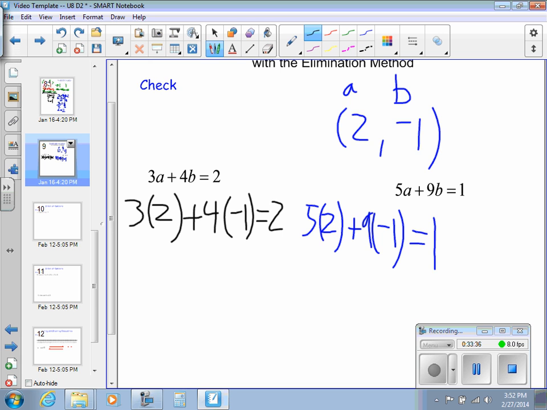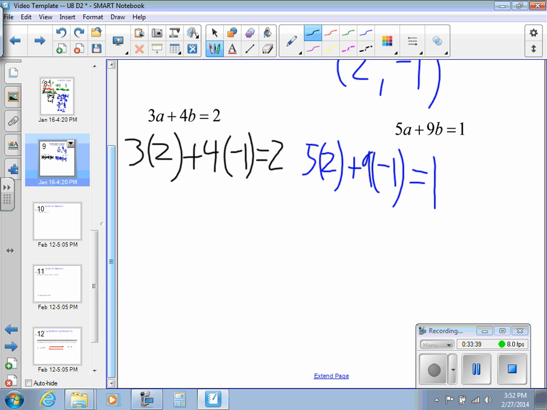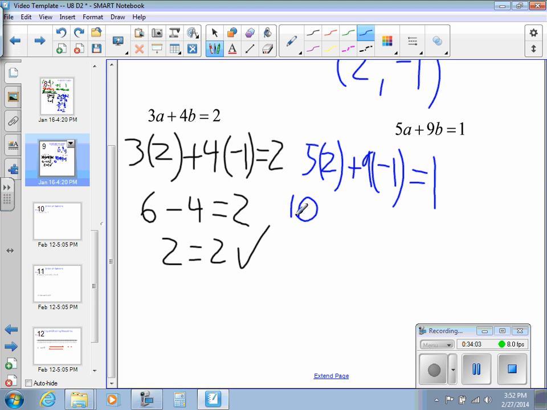Okay. So 3 times 2 is 6. 4 times -1, that's going to give me a -4, so 6 minus 4 equals 2. And 6 minus 4 does equal 2. We have 2 equals 2, and that one checks. Let's try the next one. So 5 times 2 is 10. And then that's going to be -9 equals 1. And 10 minus 9 does in fact equal 1. 1 equals 1, and that checks. Okay.